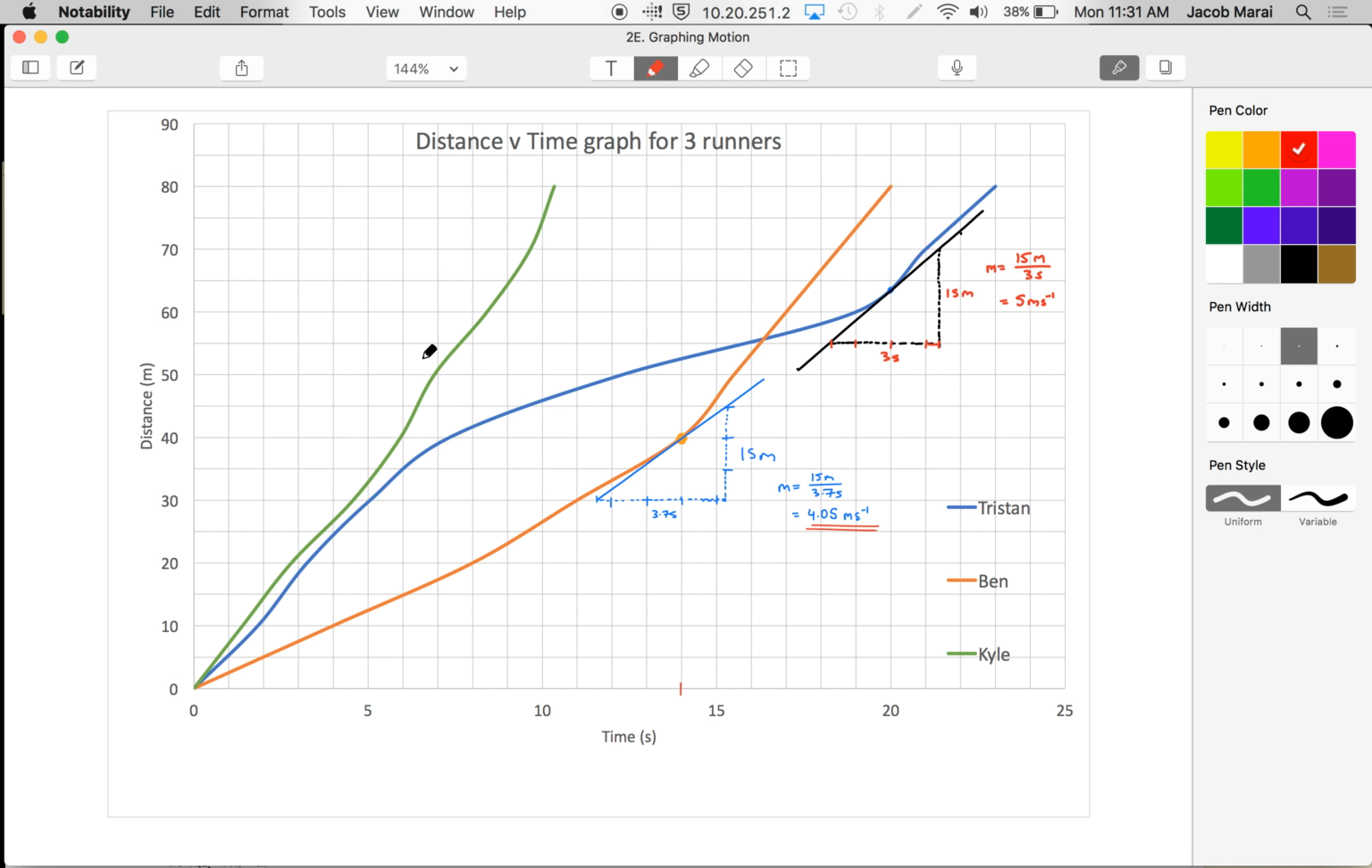The last question. I got 4.94. Find the steepest point. Gentlemen, where on this graph do you think is the steepest point? The end of Kyle's. Yep, I reckon Kyle at 10 seconds.